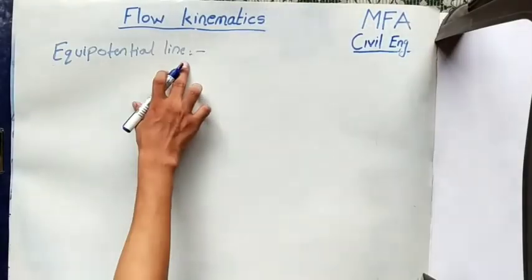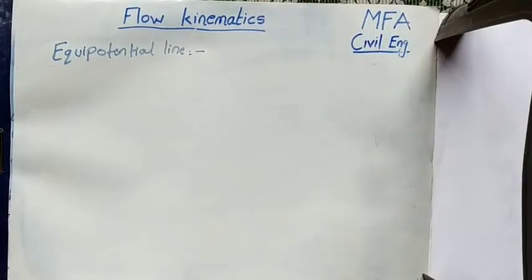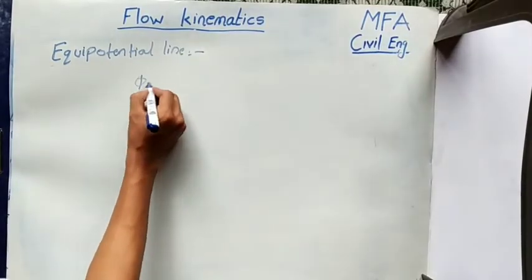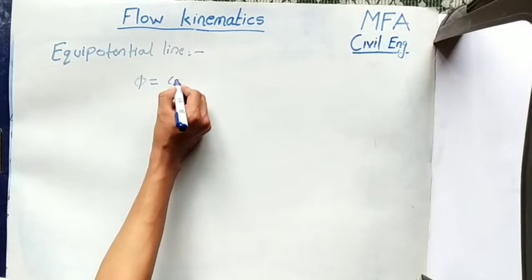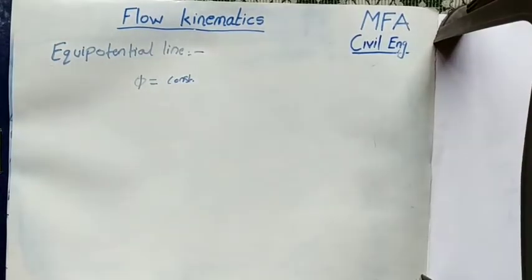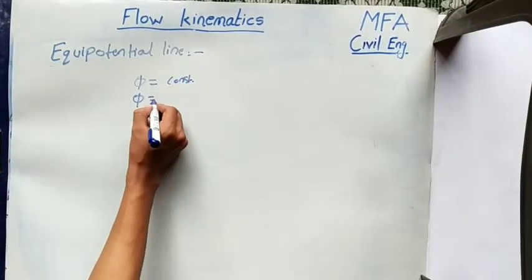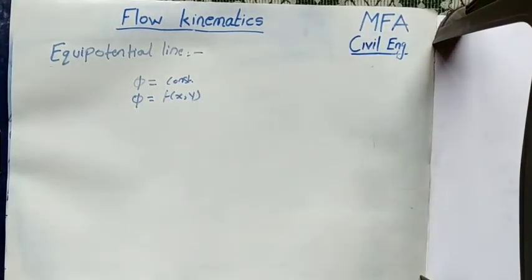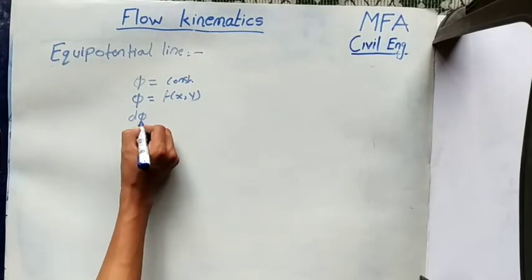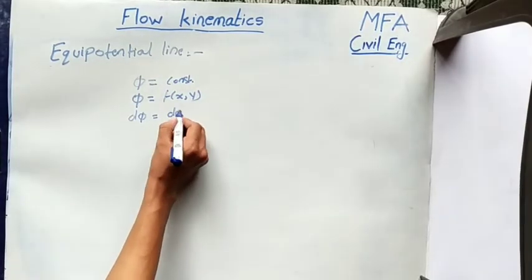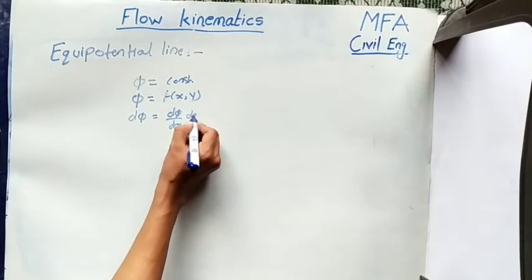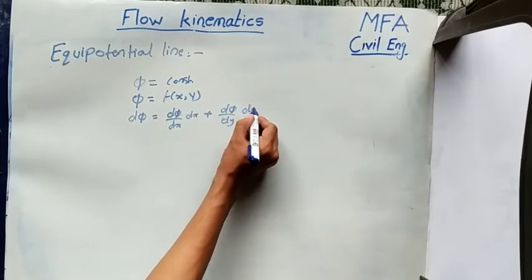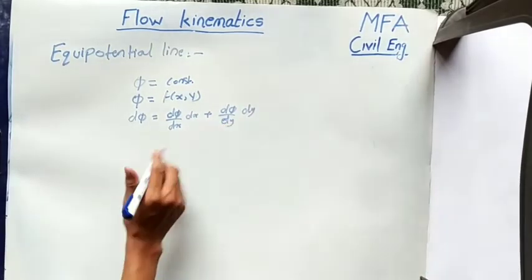Now the equipotential line: the line at which the velocity potential function is constant is called an equipotential line. Mathematically, the equipotential function, that is phi, is constant. For two-dimensional steady flow, the potential function is a function of two space coordinates, suppose x and y. The change in the potential function, d phi, can be written as d phi upon dx into dx plus d phi upon dy into dy, which are the two space coordinates.